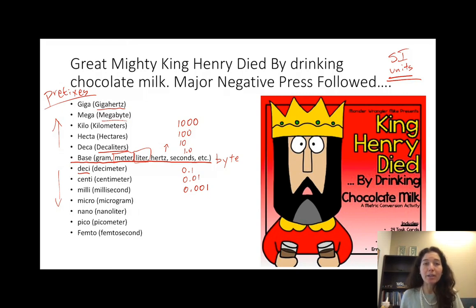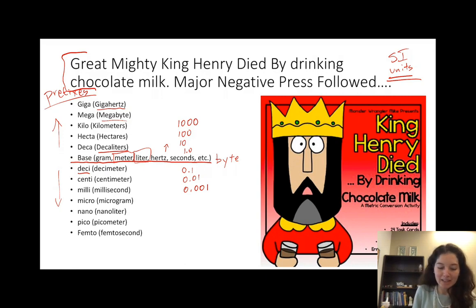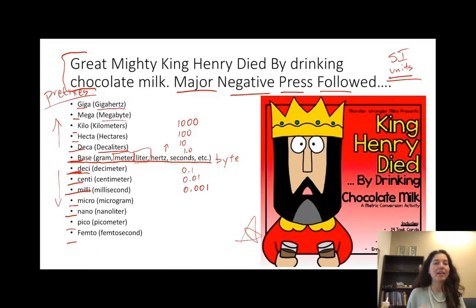Now the way that you can remember these prefixes is by using this little shortcut here that has a letter for each word in the sentence. Great mighty King Henry died by drinking chocolate milk. So that gets you here. Giga, mega, kilo, hecto, deca. There's no base in here. Great mighty King Henry died. Oh wait, no, there is. Base by, deci, drinking chocolate milk. Now the smaller ones you can remember using the sentence. Major, negative, press, followed, micro, nano, pico, femto. So anyways, here's the story of King Henry, who died by drinking chocolate milk. All right.